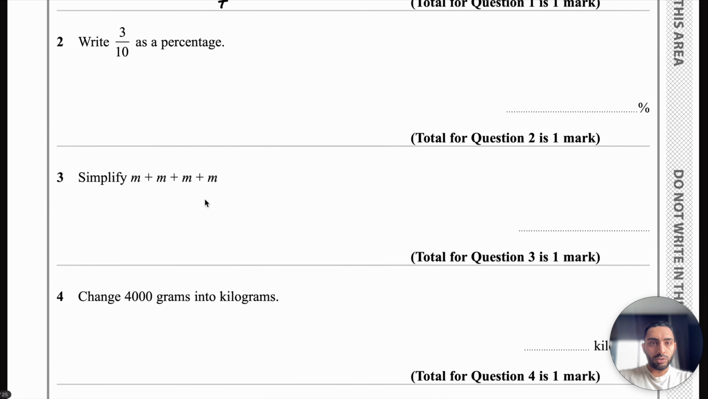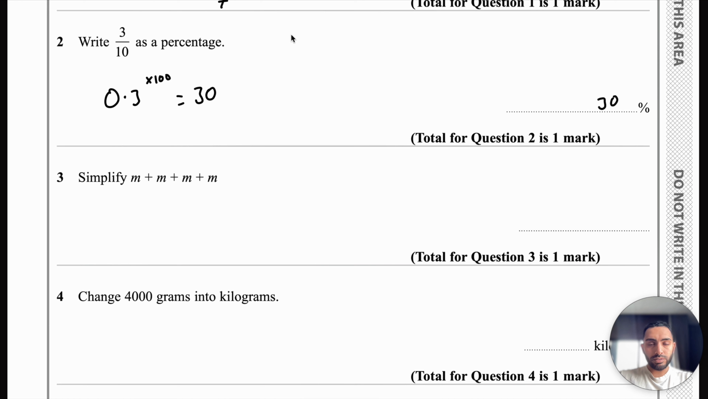3,107. Question 2. Write 3/10 as a percentage. What's 3/10 as a decimal? If you do 3 divided by 10, you can do this on your calculator. It's 0.3, and if you press the S to D button, it would change it to a decimal. How do you convert decimals into percentages? You would just times by 100. So that would give you 30%.